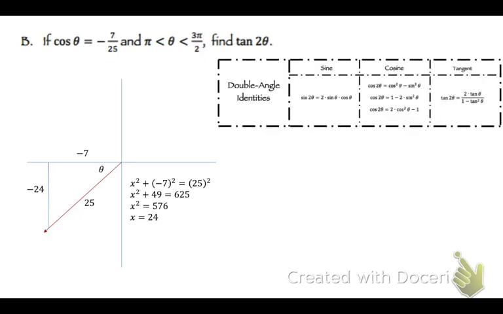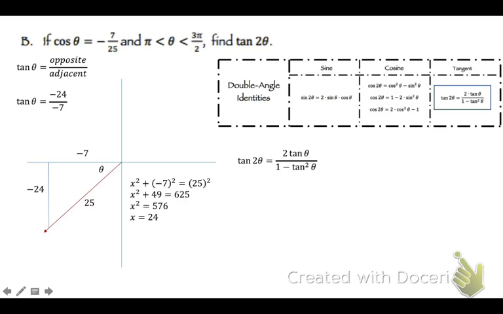Okay, so for tangent, we have to use tangent. So tangent of theta is opposite over adjacent, so that's negative 24 over 7. Okay, and let's just plug that in. So 2 times negative 24 over 7, over 1 minus negative 24 over 7 squared. You could put this in your calculator if you wanted to. You would just have to put the whole top in parentheses, the whole bottom in parentheses.